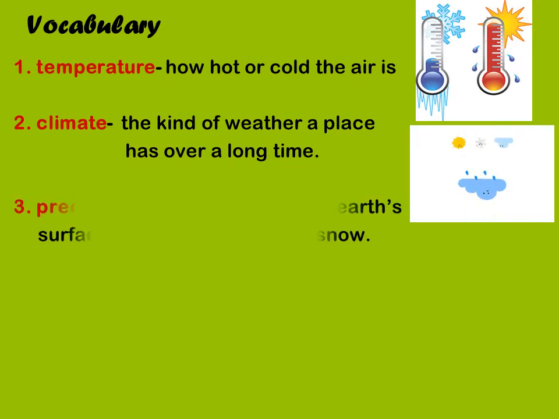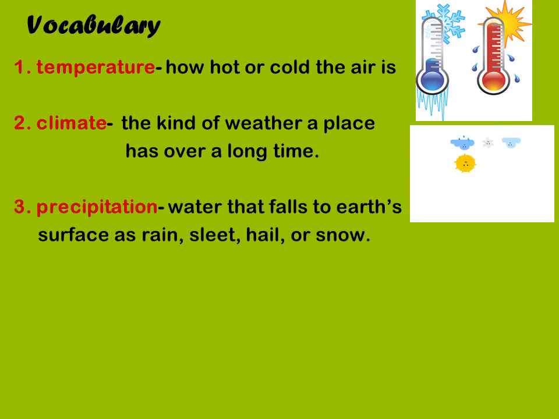Okay, number 3, we have the word precipitation. It is the water that falls to Earth's surface as rain, sleet, hail, or snow. Okay, so it is the release of water from the sky. It can also be solid or liquid.